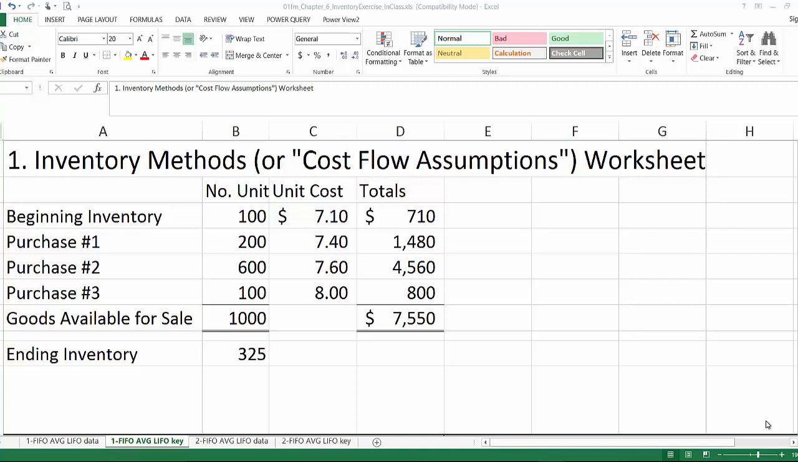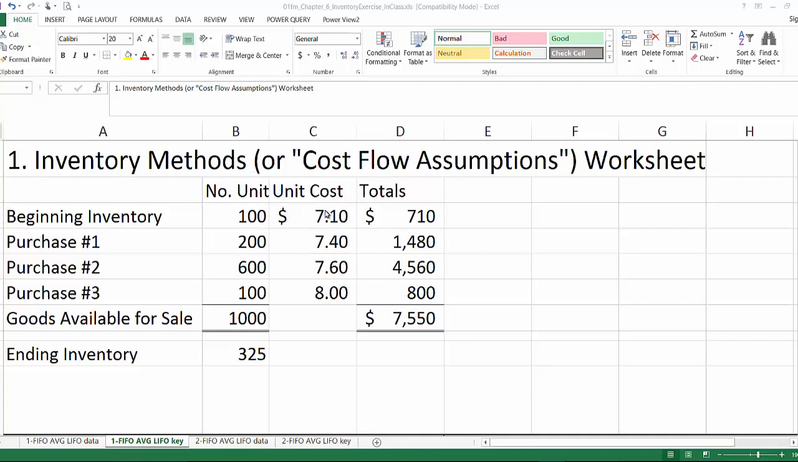The operative word for today is COGS. Let's take a look at how FIFO, average, and LIFO influence our ending inventory and cost of goods sold in practice. Based on these assumed data, we can see that we had a beginning inventory of 100 units.